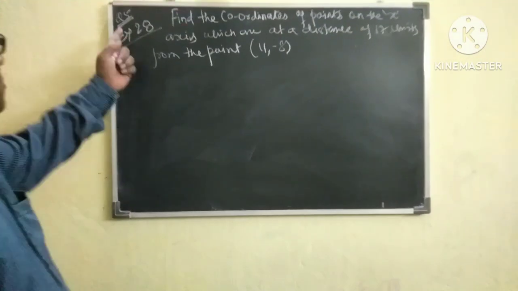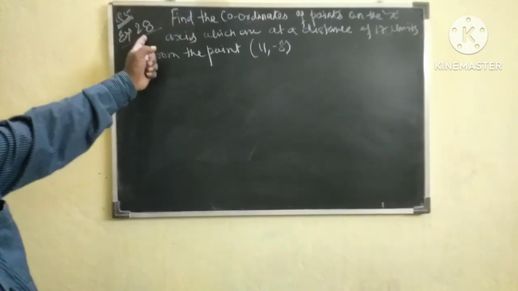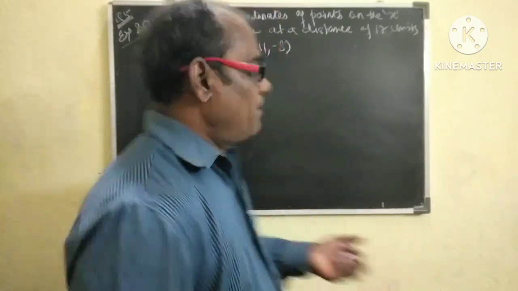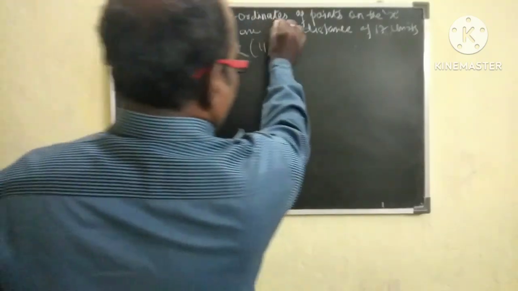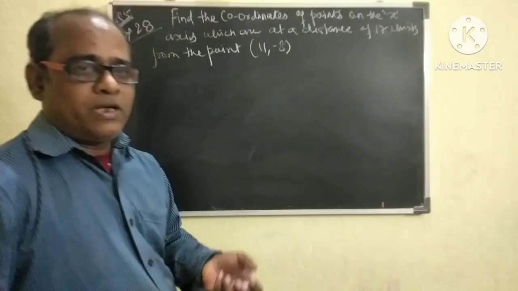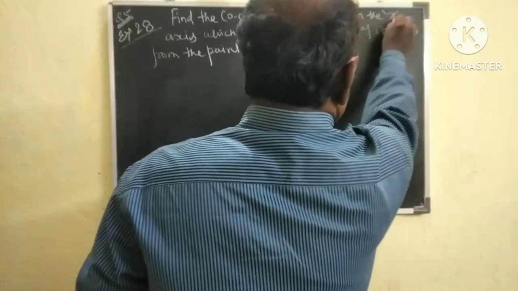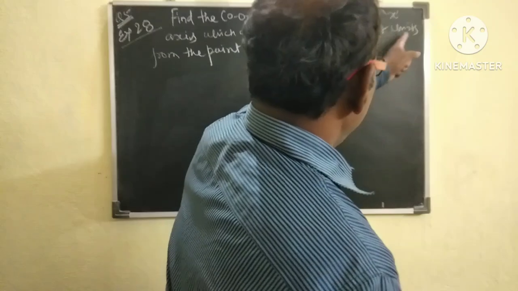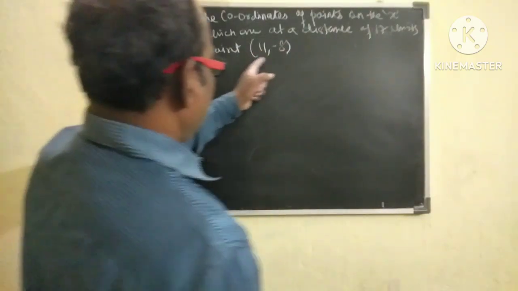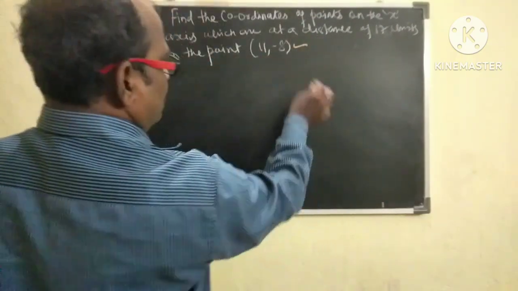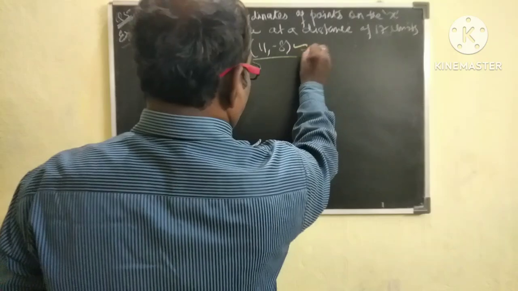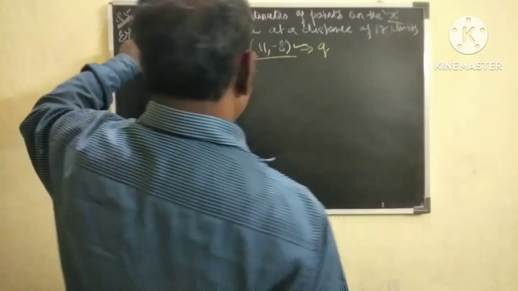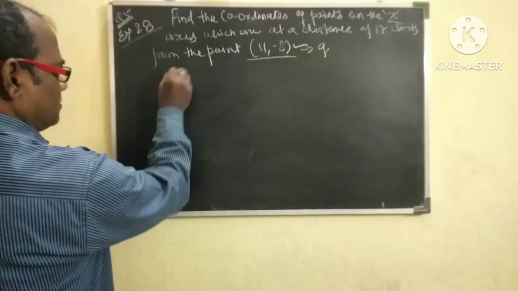One more question, that is question number 5 of exercise 28. This is the exercise from the distance formula. That is, find the coordinates of points. You have to find out the coordinates of a point on the x-axis which is at a distance of 17 units from this point. So let this point be represented with Q and the point on the x-axis be represented with P.